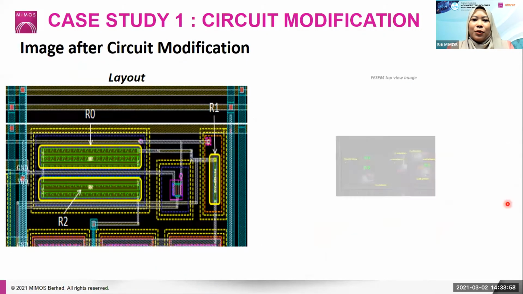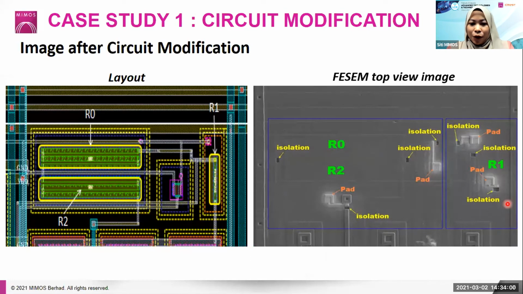Okay, now this is the image taken from the top view of the sample after we have performed the circuit modification. You can see this is the position for the actual isolation. And here are the pads that can be used for the electrical guy to perform the electrical measurement later on.